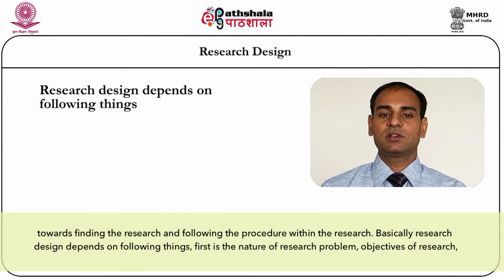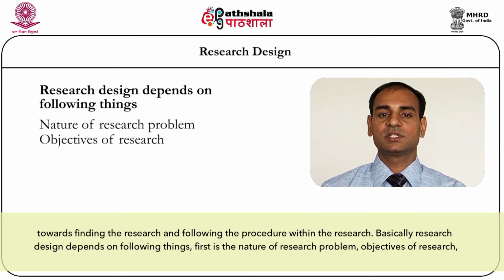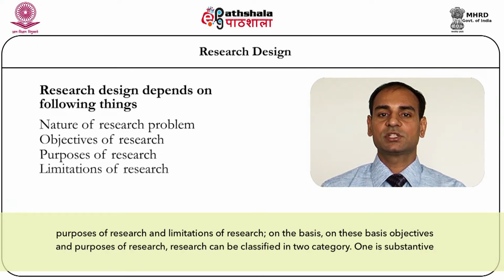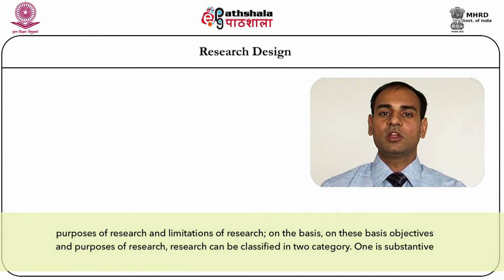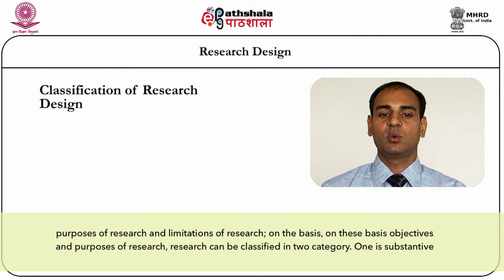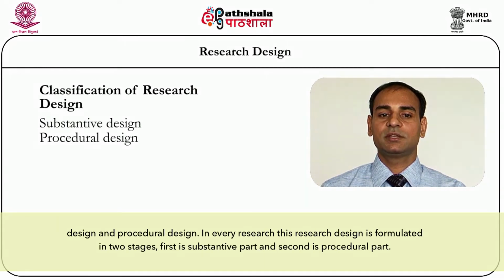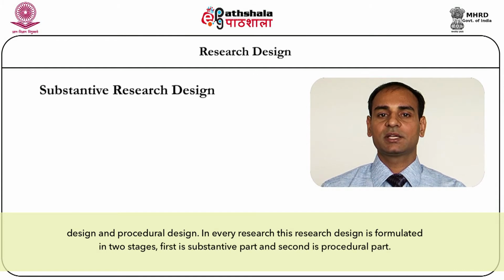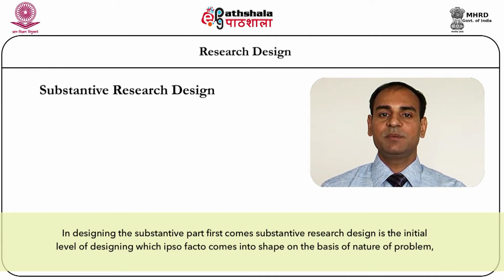Basically, research design depends on the following things. First is the nature of research problem, objectives of research, purposes of research and limitations of research. On these bases, objectives and purposes of research can be classified in two categories: one is substantive design and the other procedural design. In every research, this research design is formulated in two stages. First is the substantive part and second is the procedural part. In designing, the substantive part first comes.